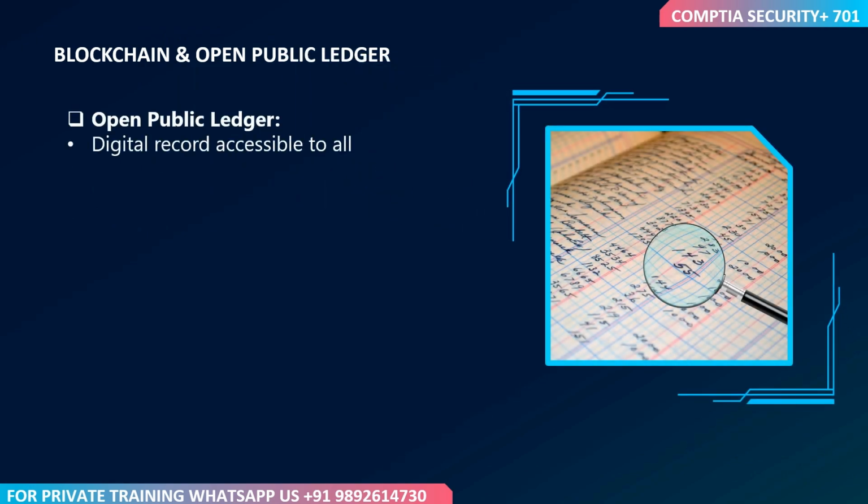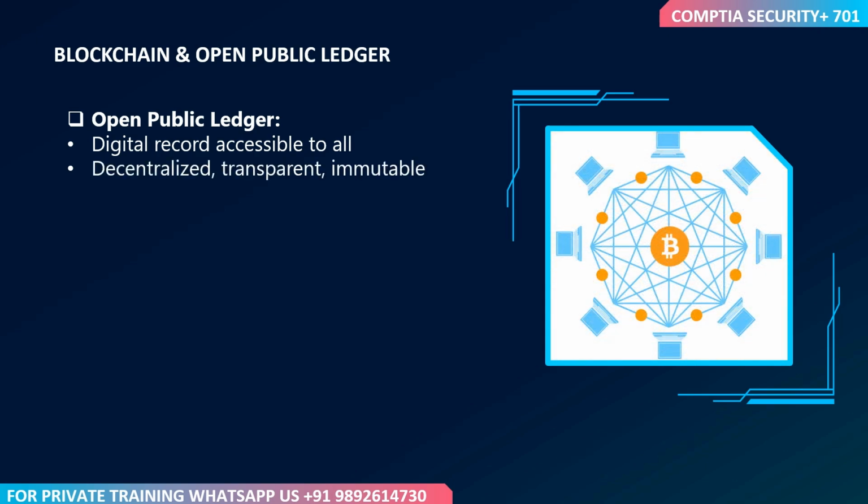What is an open public ledger? A ledger is simply a record-keeping system. In the past, businesses used physical books to record transactions. Today, most businesses use digital ledgers. A public ledger is one that is accessible to everyone, meaning anyone can view the transactions recorded in it. A blockchain functions as an open public ledger because it is accessible to everyone, that is, anyone with internet access can view the blockchain. It is decentralized, that is, no single person or company owns it. It is transparent, that is, transactions are recorded in a way that everyone can see them.